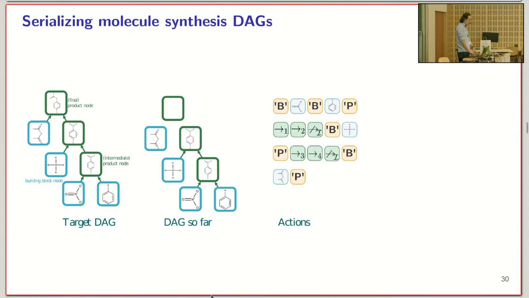It's going to be the root of my graph, and I just connect the nodes that don't have any descendants. I connect them to that one, and I fill in the content. And this is now a way in which you can generate these synthesis graphs one step at a time.